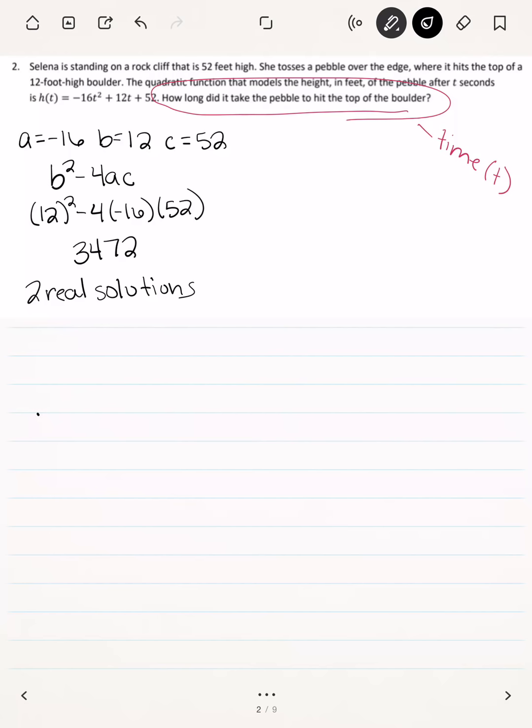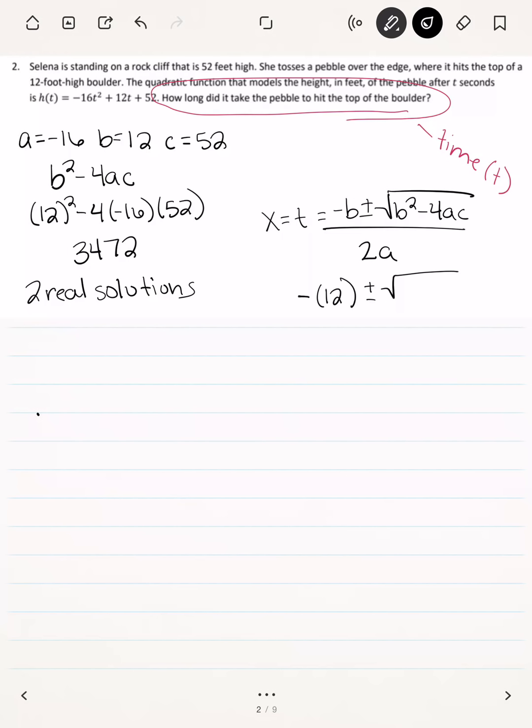Okay, so my quadratic formula is x, or t, equals negative b plus or minus the square root of b squared minus 4ac, all over 2a. So here I plug and chug. So my b was 12, so I have a negative 12 plus the square root of 3,472 all over 2 times a negative 16.